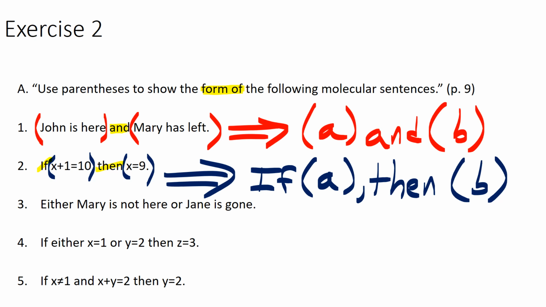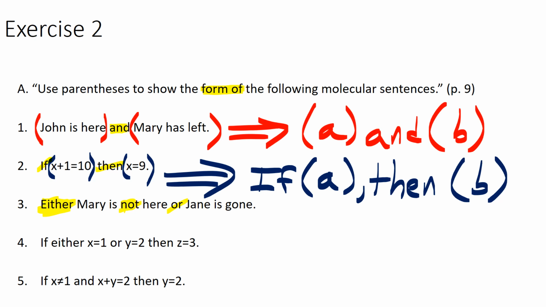Sentence 3 is a little bit different. We have either Mary is not here or Jane is gone. We have two sentential connectives. We have the not, we have the or. How should we look at this? We have to think about what is dominant. What's the major sentential connective? The hint is the following. It's the first word, actually. The either suggests that overall we have a disjunction. So this not is only applying itself to Mary is here.